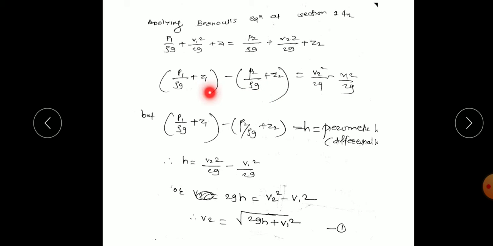These two bracket terms' difference is nothing but H, that is, the differential manometer reading or piezometer head difference. This is the pressure energy difference. So we get H is equal to V2 square by 2g minus V1 square by 2g, or taking 2g on the left side, 2gH is equal to V2 square minus V1 square. Therefore the velocity at section 2 is the square root of 2gH plus V1 square. Now this is the velocity we have got at section 2.